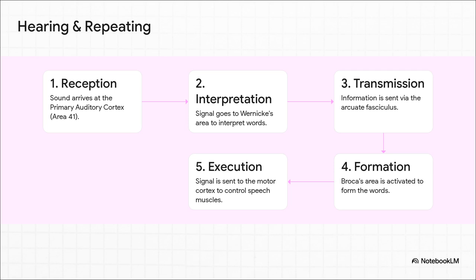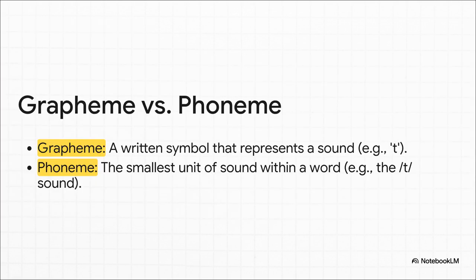Okay, step 1. The sound signal lands in the primary auditory cortex, which is Brodmann area 41. Step 2. That raw sound data gets passed over to Wernicke's area, which does the heavy lifting of interpreting what the words actually mean. Step 3. The plan of what to say is then sent from Wernicke's over to Broca's area, traveling along a fiber bundle called the arcuate fasciculus. Step 4. Broca's area gets fired up and creates the detailed motor plan for saying the words. And finally, step 5. That plan is sent to the motor cortex, which gives the final command to the speech muscles.